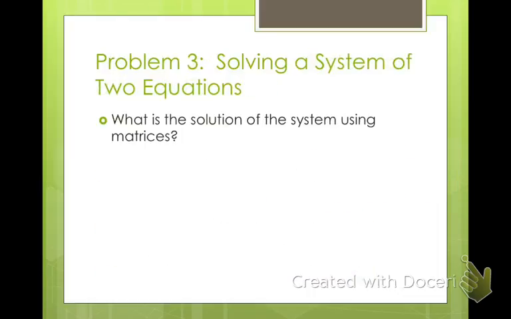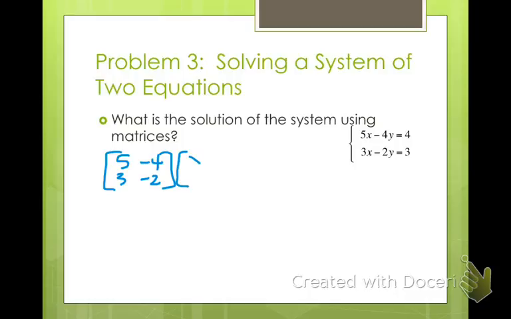All right. Now when we solve a system of two equations, we set up the matrices, and then we do just what we did in the first one. We find the inverse, get the variables by themselves, multiply the inverse on both sides. So let's go ahead and do this one. We're going to set this up as matrices. So 5, -4, 3, -2 times x, y equals 4, 3.